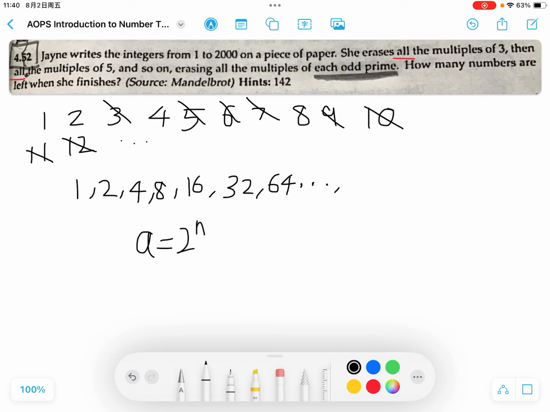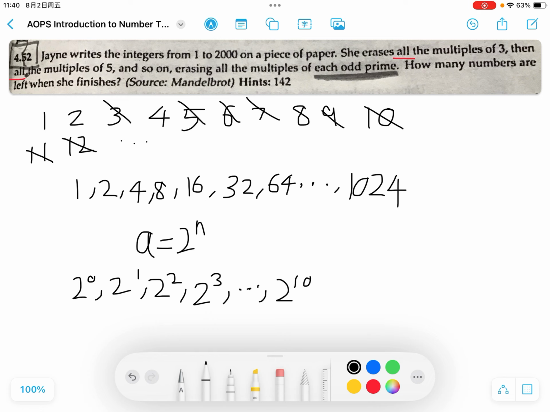So we're trying to find out how many of these there are. The largest power of 2 up to 2000 is going to be 1024, because the next one is 2048, which is larger than 2000. So how many powers are here? This is essentially just 2 to the power of 0, 2 to the power of 1, 2 to the power of 2, 2 to the power of 3, all the way up to 2 to the power of 10. 2 to the power of 10 is 1024. So there are 10 minus 0 plus 1, 11 numbers. So we have 11 numbers, and that's our answer.